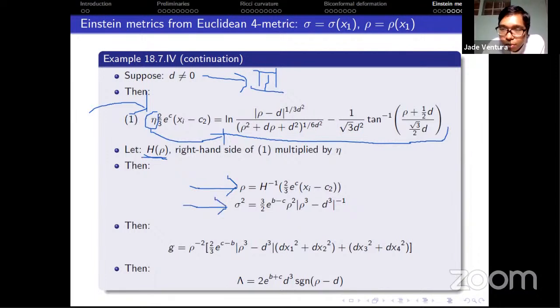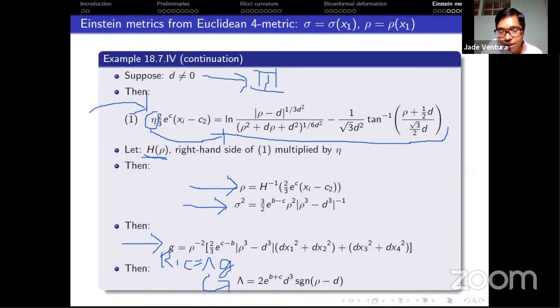Note again that sigma and rho are the deformation parameters. So theoretically, once we know what sigma and rho are, we know exactly how we deform the original metric G naught. So plugging in, we get that the new metric G is as follows. And the new metric G satisfies this equation, which equals lambda G. That is, it's an Einstein metric where lambda is given here.